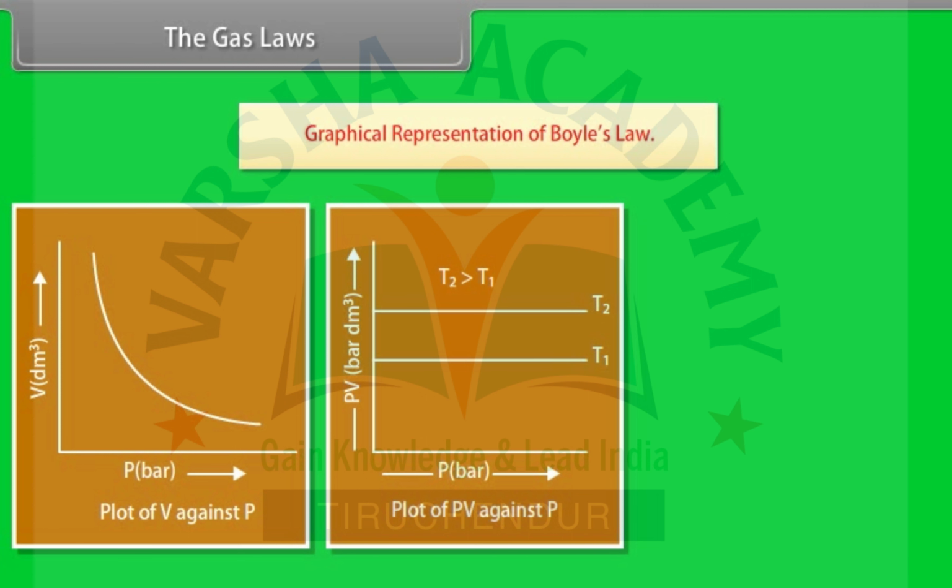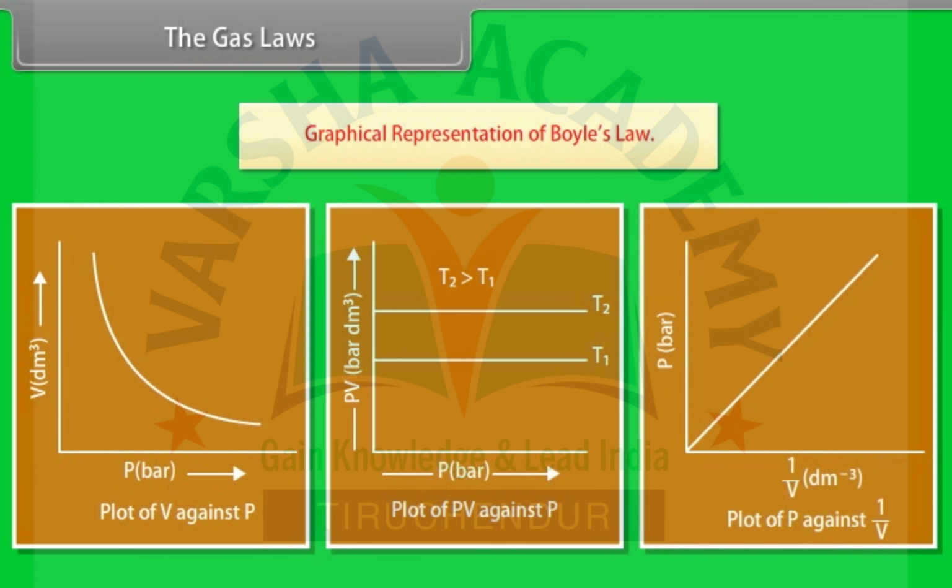The higher curve corresponds to a higher temperature. It shows the variation of P against 1 by V. The straight line indicates that 1 by V regularly increases with the increase in P.